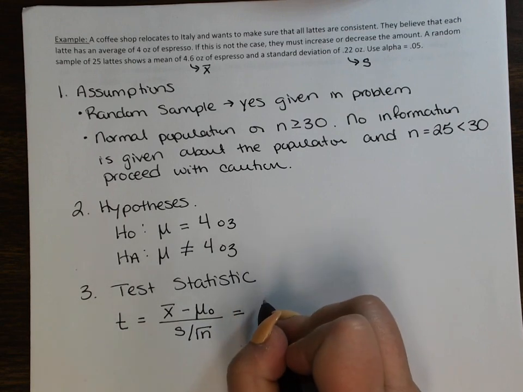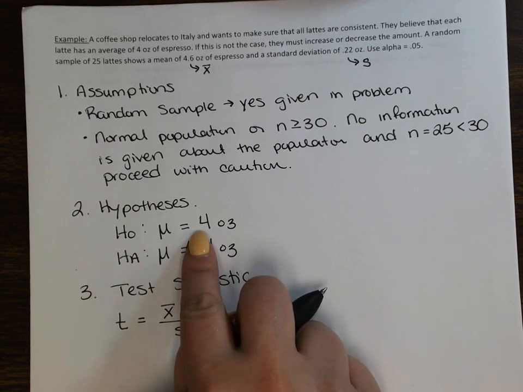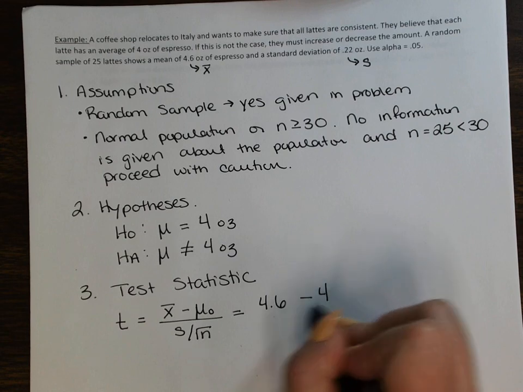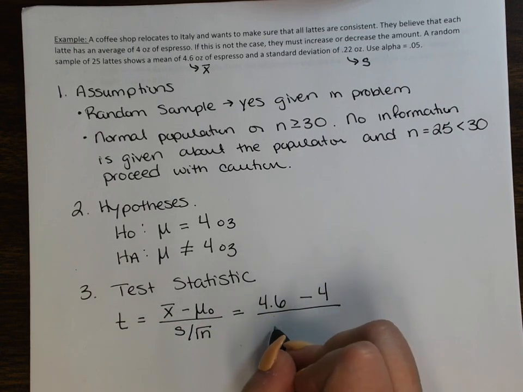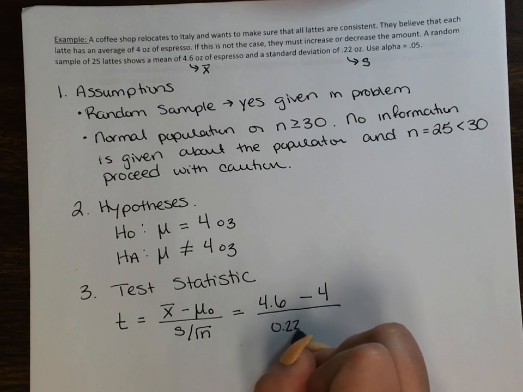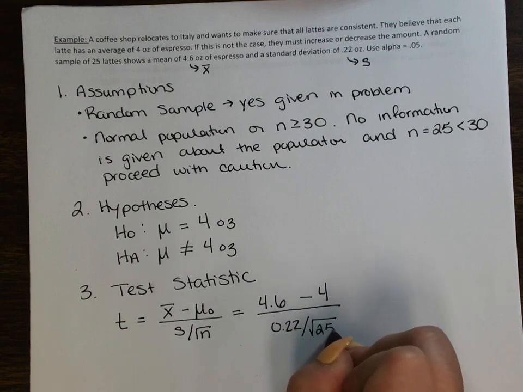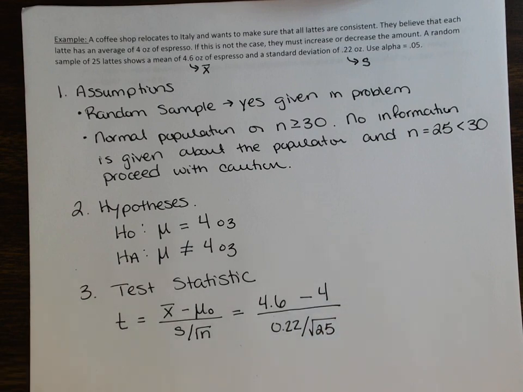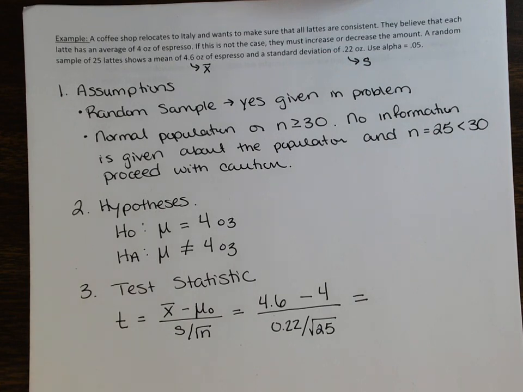So looking at our formula, we have that x bar is equal to 4.6. We need the value of mu under the null. Well, under the null hypothesis, mu is equal to 4. Sample standard deviation, which again is 0.22, divided by the square root of our sample size, and we had 25 lattes in our sample. Take a moment and place this value in your calculator.